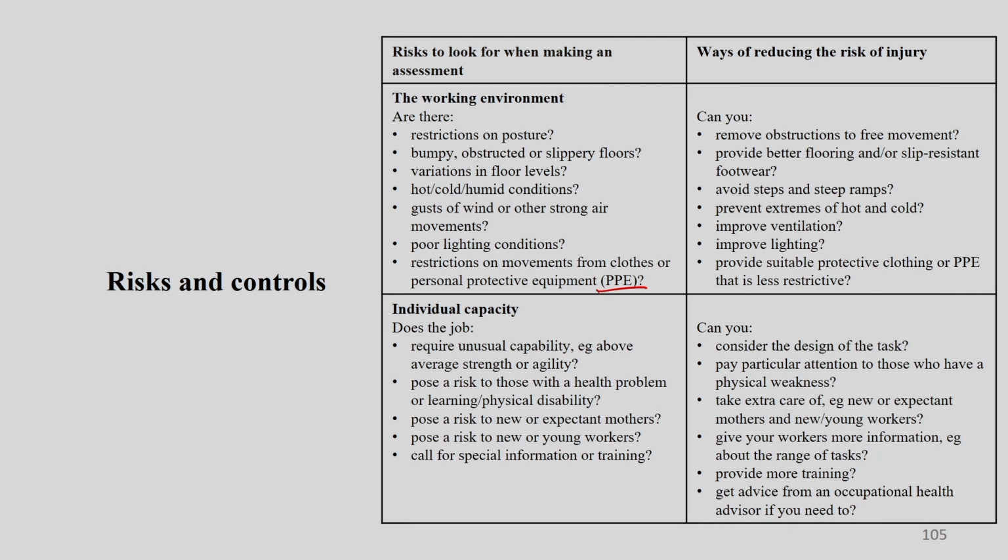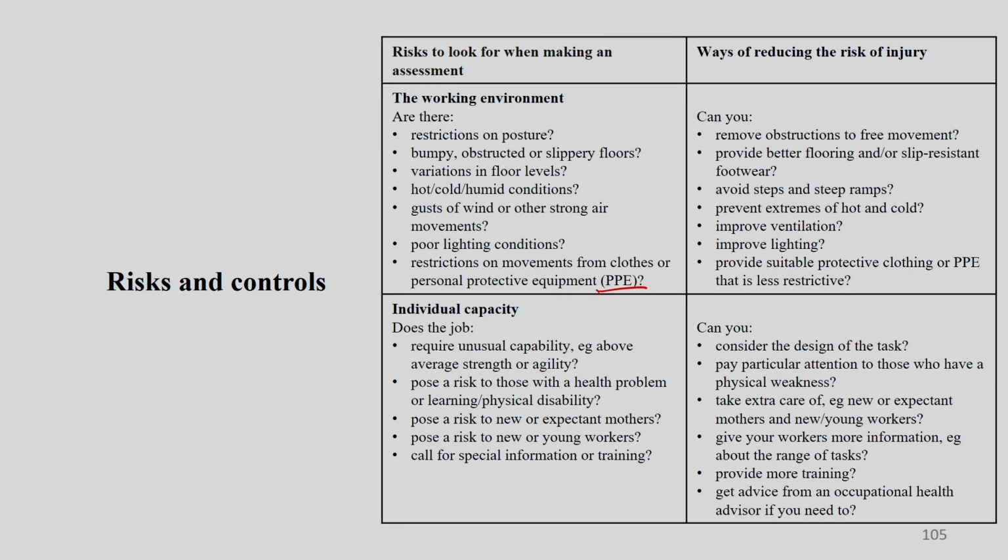The next factor is individual capacity. It is very, very important, and very tricky to actually address. Some jobs require unusual capability, for example above average strength or agility. So you need to be very alert in certain cases. Maybe you need a lot of muscle power, because we are talking about manual material handling, right? In those cases, how do you do that? While designing that particular thing, you have to consider how you are going to handle the object.